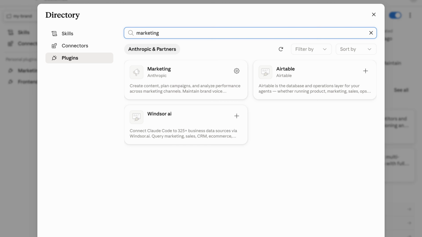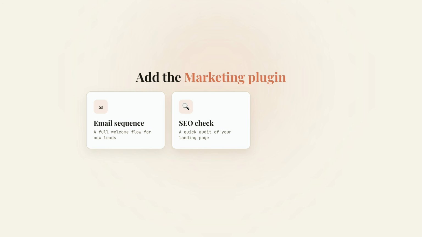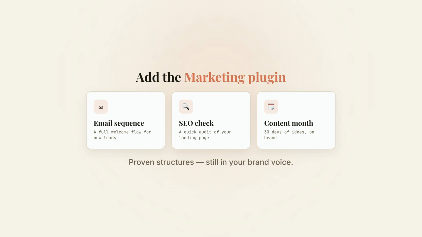There's also an official marketing plugin from Anthropic you can install the exact same way, through that plus button and the plugins library. Once it's in, you can ask for things like a complete email welcome sequence for new leads, a quick SEO check on your landing page, or a full month of content ideas, and it follows proven marketing structures while still writing everything in your brand voice. So as your needs grow, your workspace grows with you.